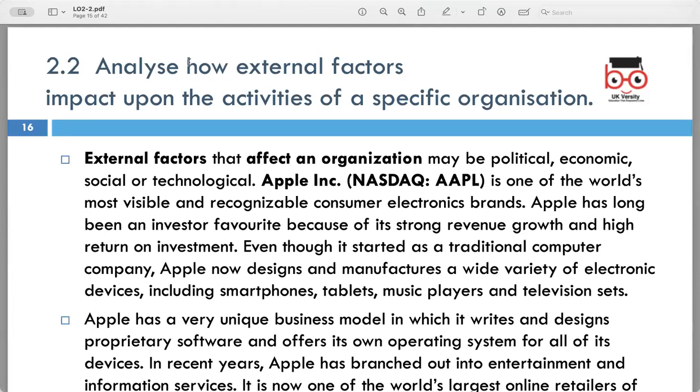One of the most distinctive aspects of Apple's business model is that it is a company that writes and designs. The company uses its own proprietary software and provides its own operating systems for all of its products. Apple has expanded its businesses into the entertainment and gaming industry in recent years.